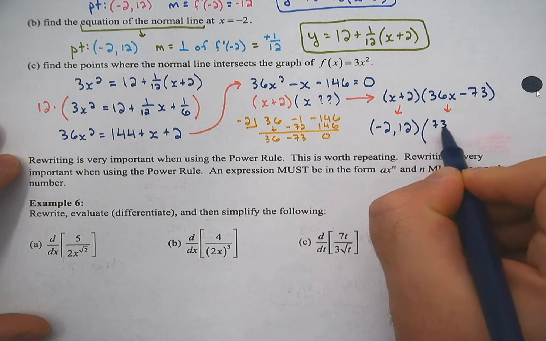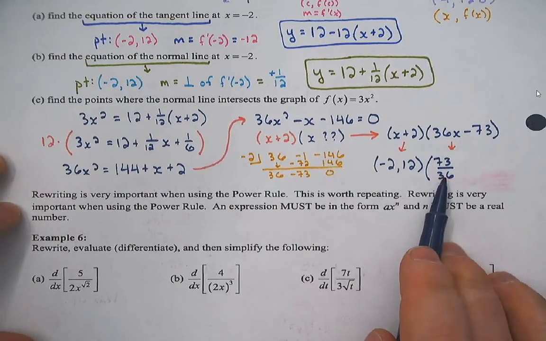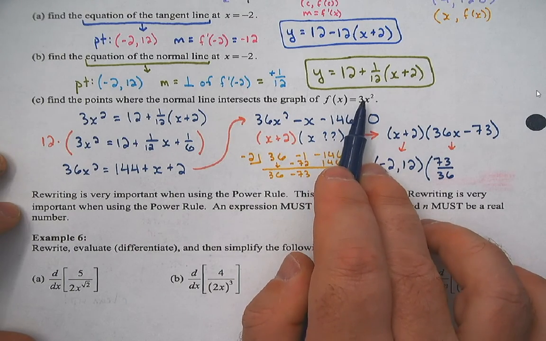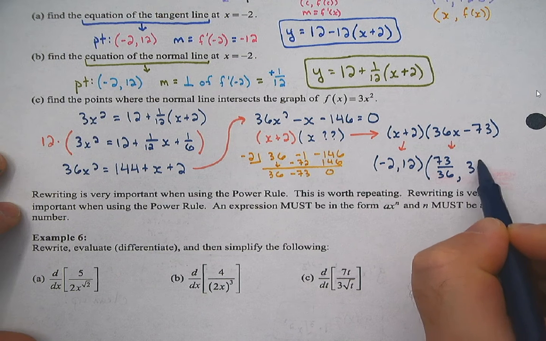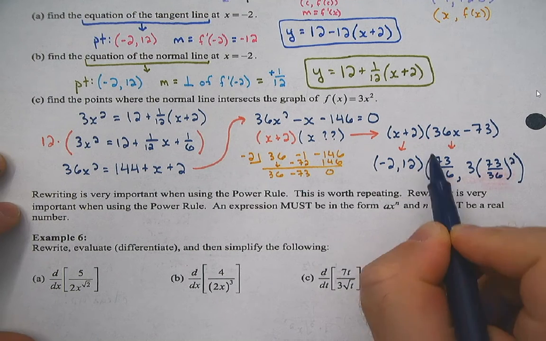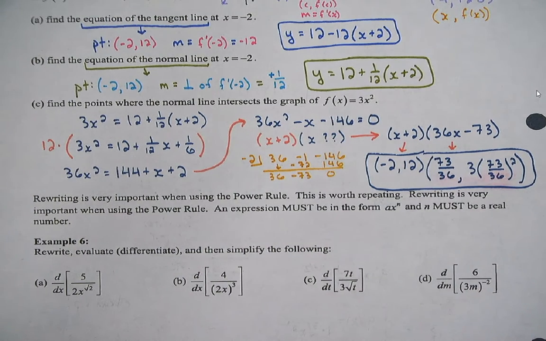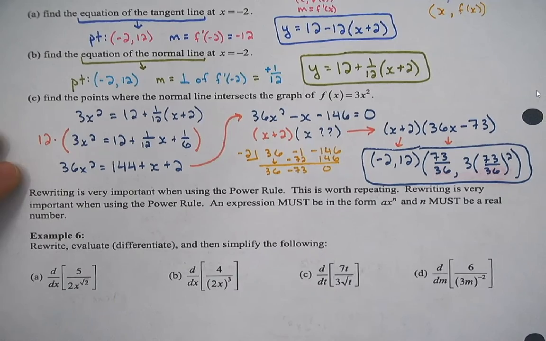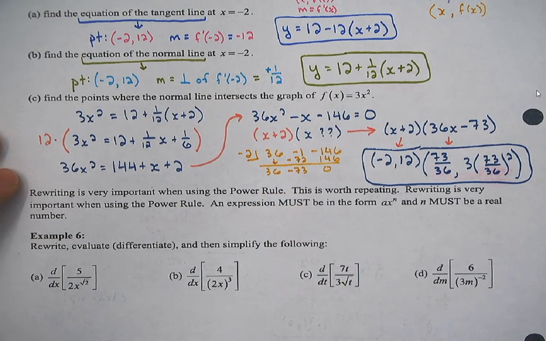So that would be 73 over 36. But then if I want to figure out what the y value is, I would have to plug that into this, which means I'm just going to plug it in there and leave it alone. 3 times 73 over 36 squared. Ultimate laziness there. I don't know what that is. How could you possibly do that in your head? But it's free response, so we could stop. So wherever this point is, it's the other place where the normal line intersects the parabola 3x squared.